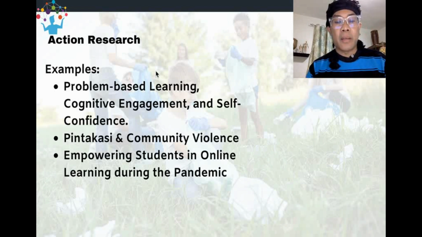I have given you this example. I have given you the article about this, the Pintakasi and community violence. So my research is also an action research. Because I was together with the community, we were able to create an opportunity to respond to the problem of violence happening in the community.